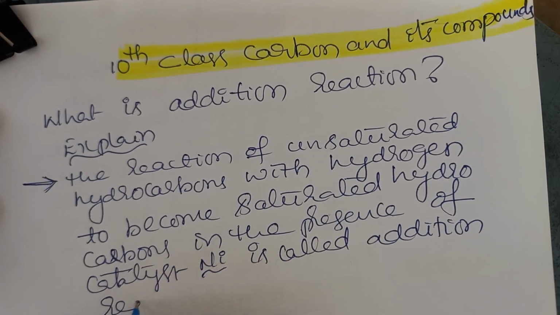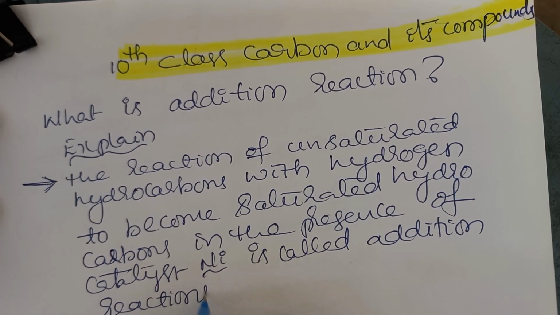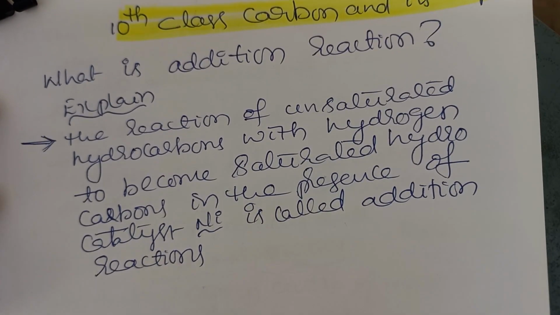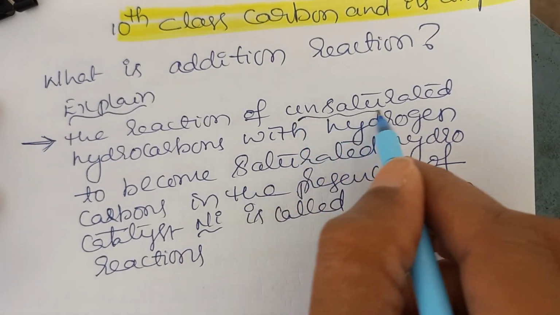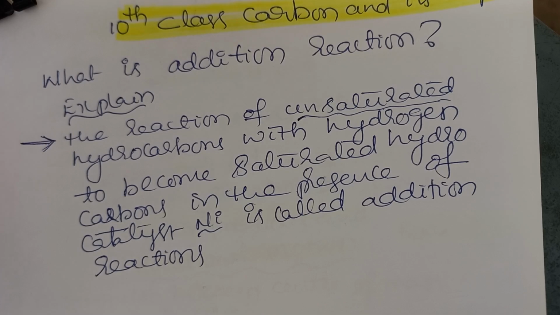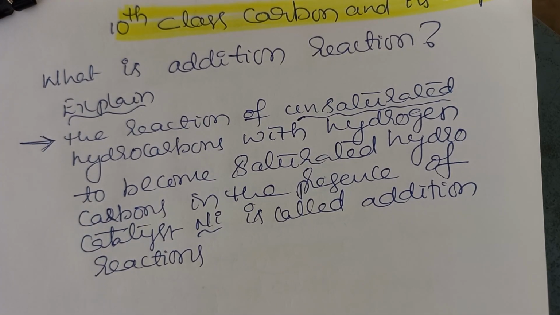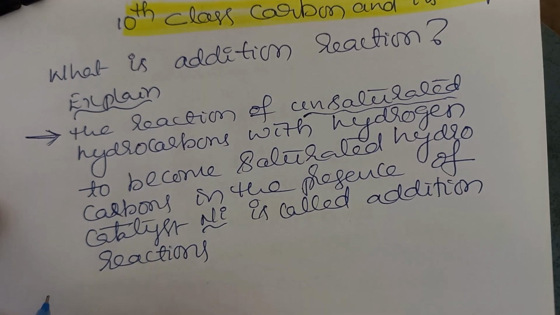So in addition reactions, the participating compounds are unsaturated hydrocarbons. But what are unsaturated hydrocarbons? Hydrocarbons having at least one double bond or one triple bond between the carbon atoms are called unsaturated hydrocarbons. Examples of unsaturated hydrocarbons are alkenes and alkynes. So now we are taking an example.